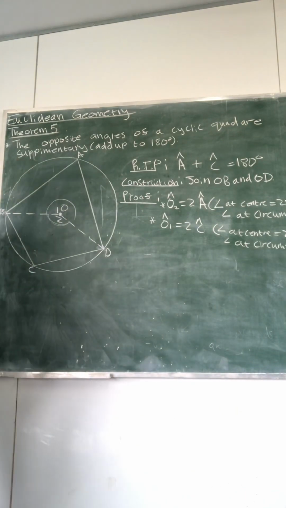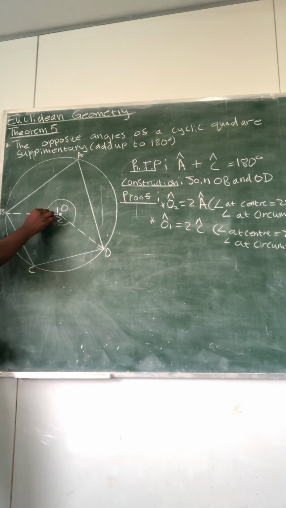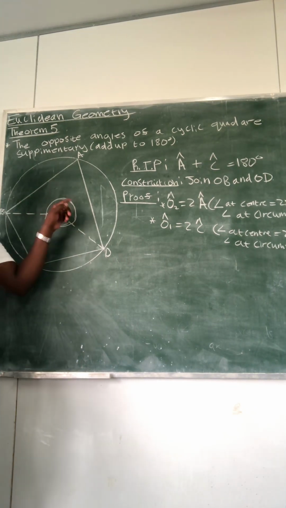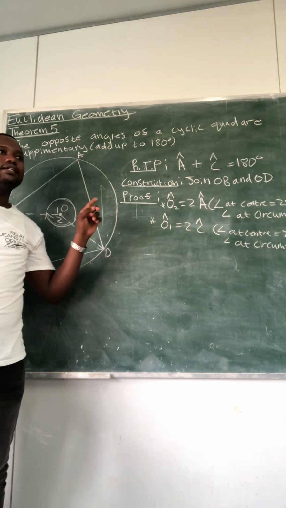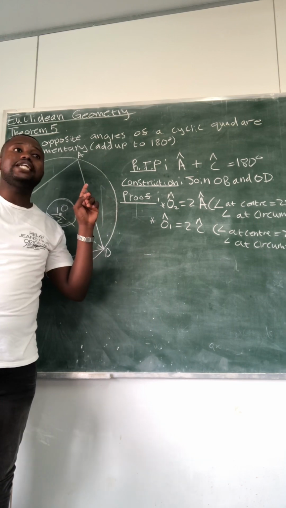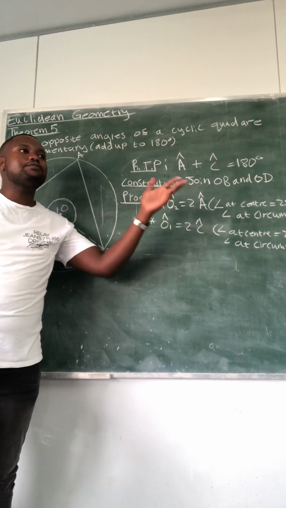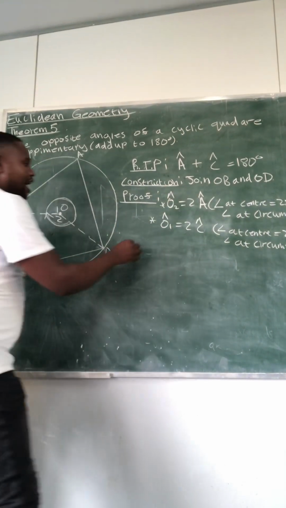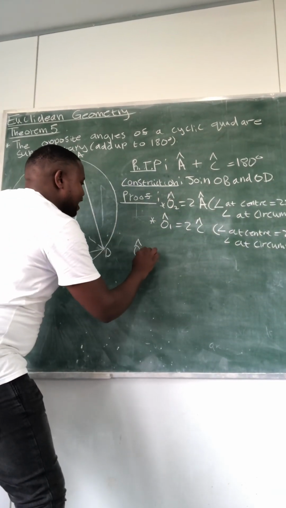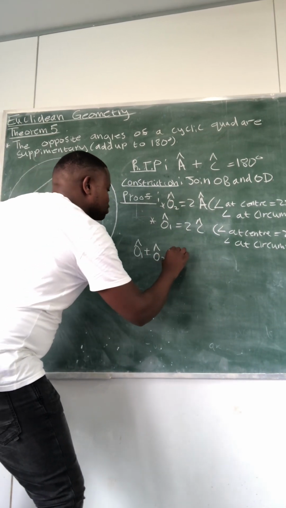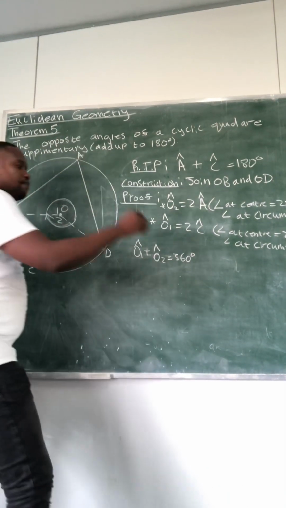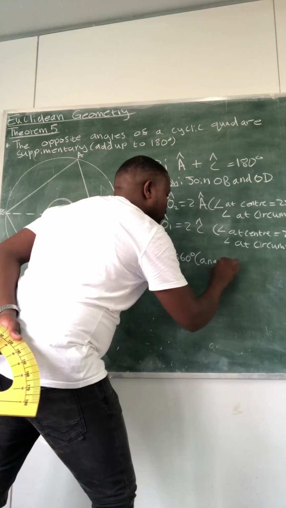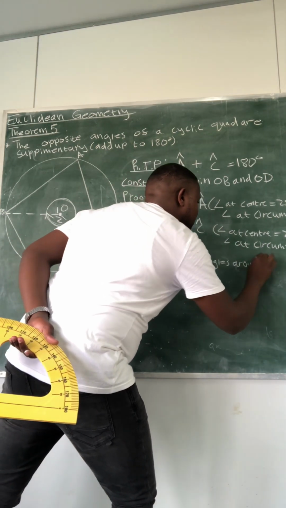Okay? But angle O1 and angle O2, they are what? Angles around a point. What do you know about angles around a point? They add up to 360. So now, our angle O1 plus our angle O2, when added together, are expected to give us what? 360 degrees. On what grounds? Angles around a point.